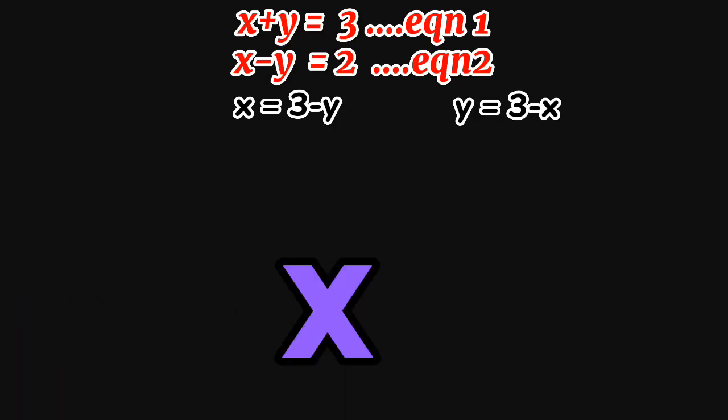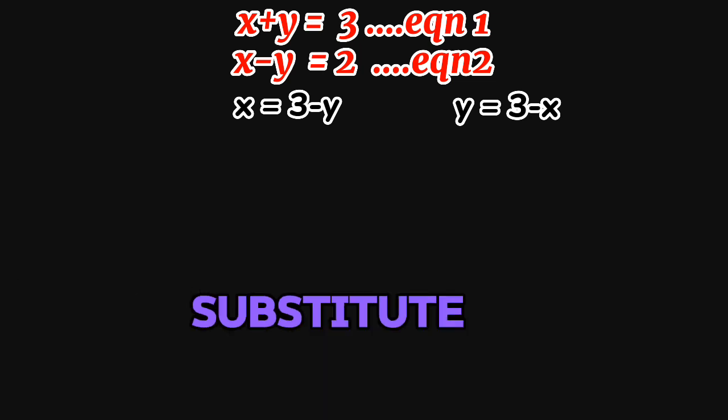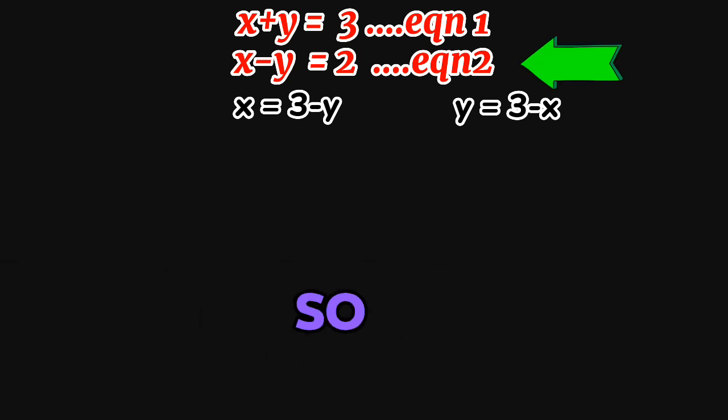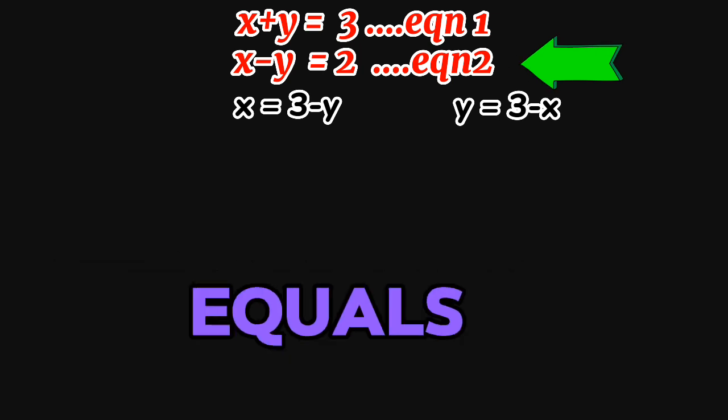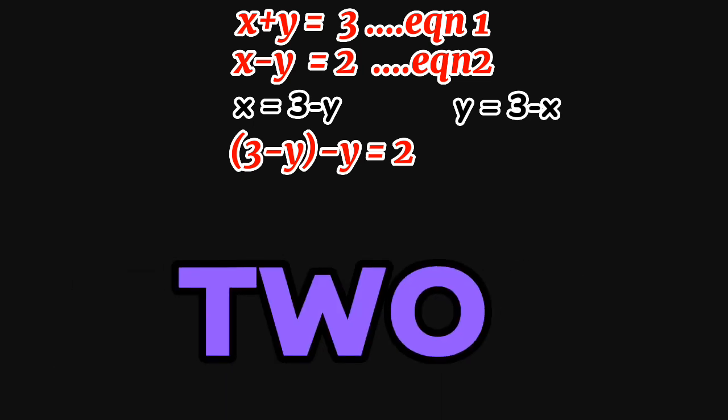Number 2 is substitute into the second equation. So in step 1, we got x equals 3 minus y or y equals 3 minus x. Then we substitute it into the second equation. The second equation was x minus y equals 2, and if we substitute x equals 3 minus y into the second equation, it becomes (3 minus y) minus y equals 2. That's bracket 3 minus y, minus y, equals 2.